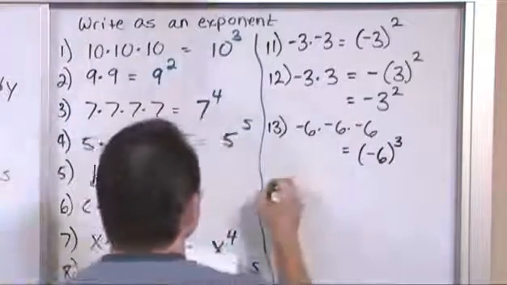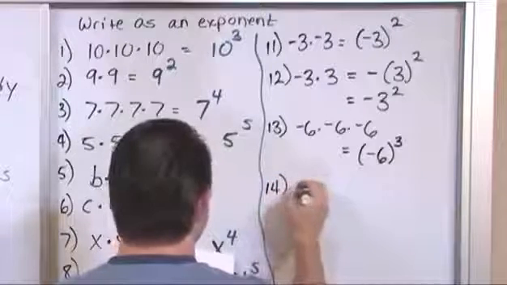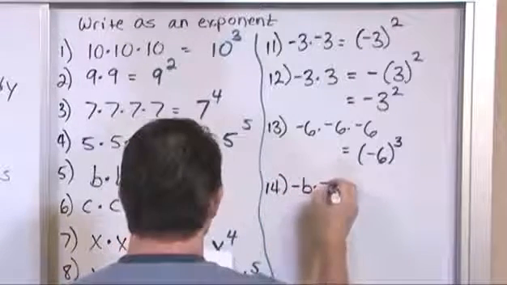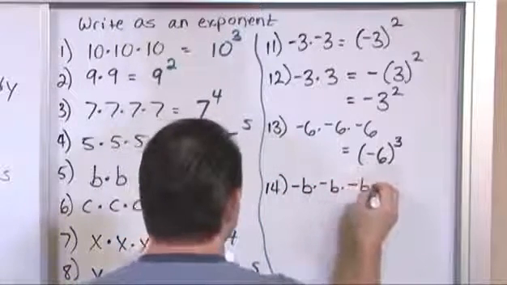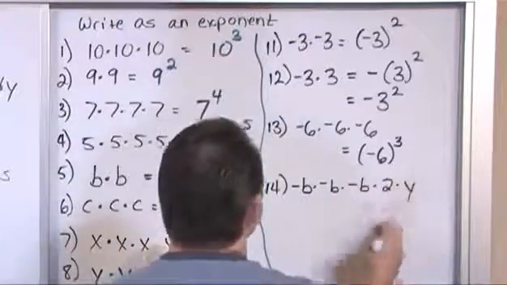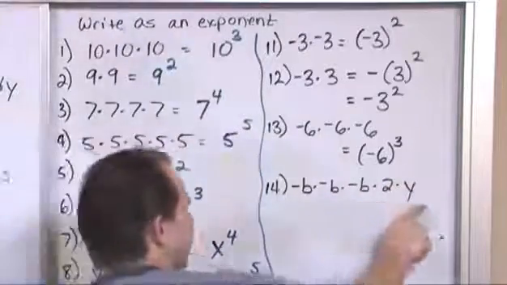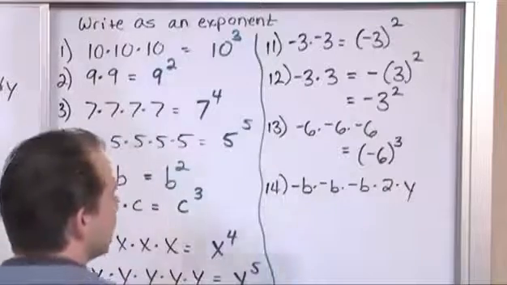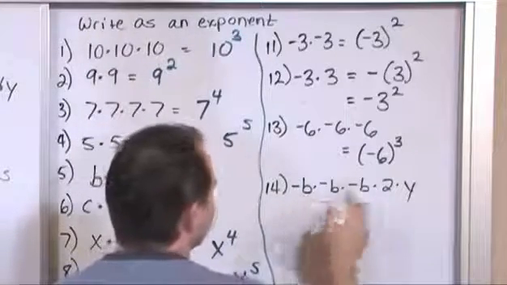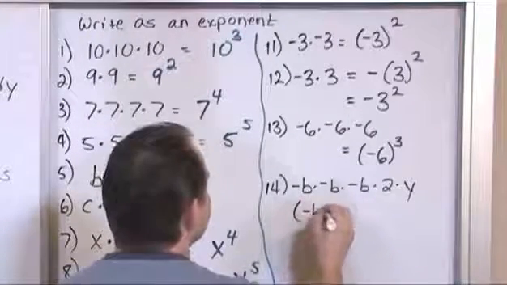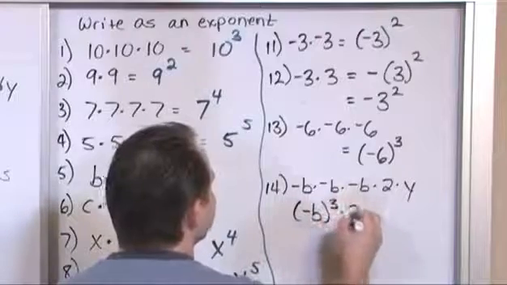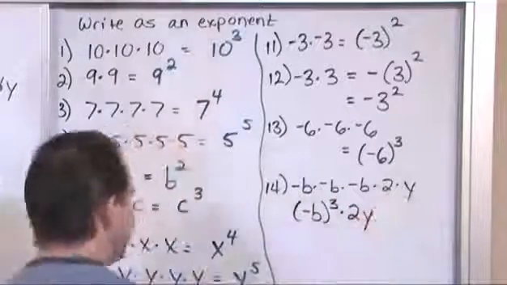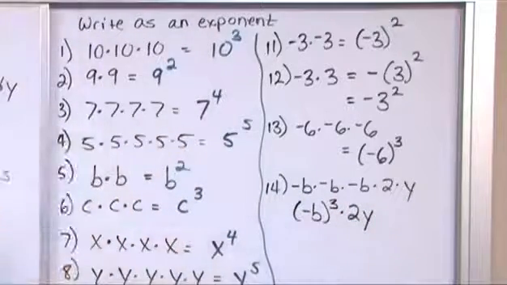And then our final problem of this type, let's say we have negative b times negative b times negative b times 2 times y. So clearly these things are just out there. I can't do anything with them, but these are all multiplied together with the same base. So I can say negative b cubed times 2y, 2y being just left along for the ride on the outside.